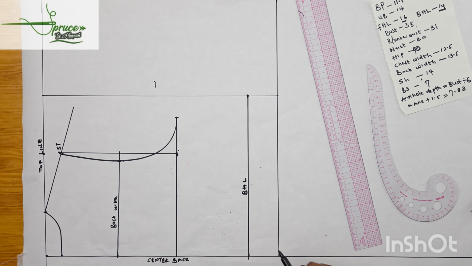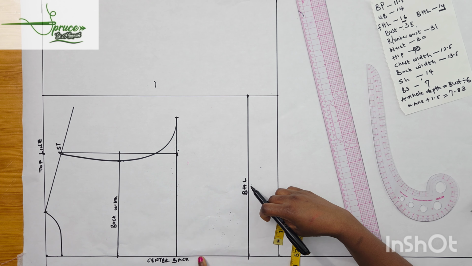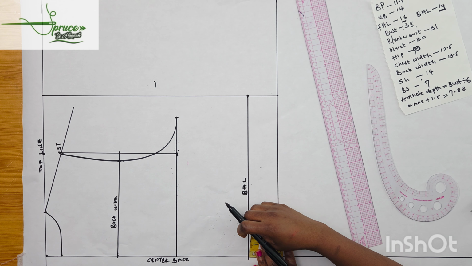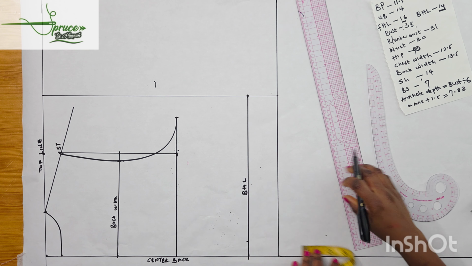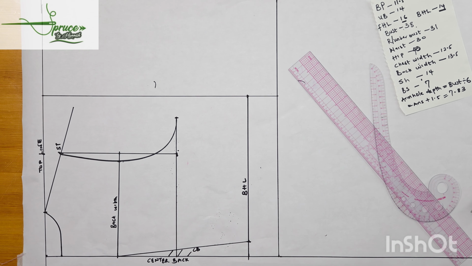Next is to do our back tightening. From the center back, go in by 1 inch and connect the 1 inch to the back width line, just like I am doing. This is our new center back. The slanted line is our new center back.